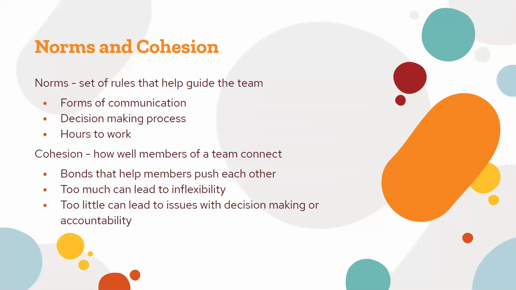And now to move on to norms and cohesion. As teams go on, they begin to form a set of rules for the behavior that guides the team. These are called norms. These cover how the teams may communicate, make decisions, or set hours to work. Teams that follow the norms set are oftentimes more cohesive and productive.